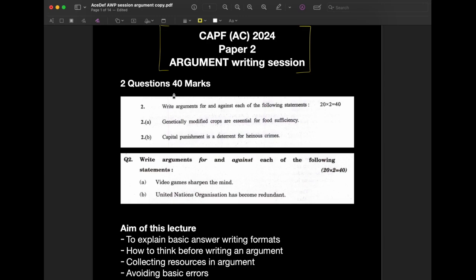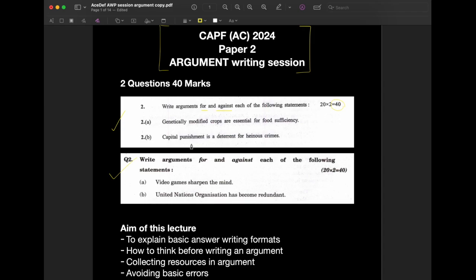What is happening in the exam? There are two questions, 40 marks each. This is the 2023 paper. This is the 2022 paper. I have taken screenshots from the UPSC website. Write arguments for and against each of the following statements. 20 marks, two questions, so the total is 40 marks.